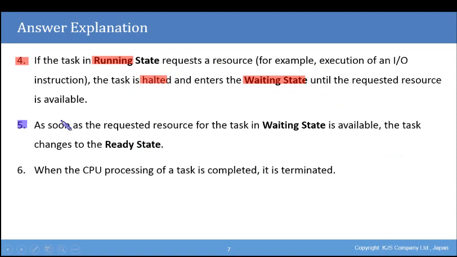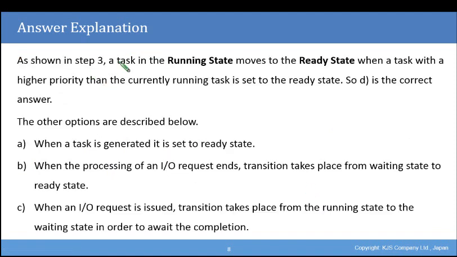Here, in transition 5, as soon as the requested resource for the task in the waiting state is available, the task changes to the ready state. And finally, in transition 6, we're looking at when the CPU processing of a task is completed and we have termination of the task. So, as shown in transition 3, a task in the running state moves to the ready state when a task with a higher priority than the currently running task is set to the ready state. So D is our correct answer.